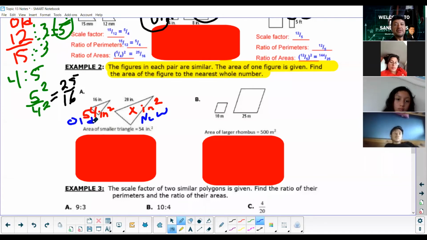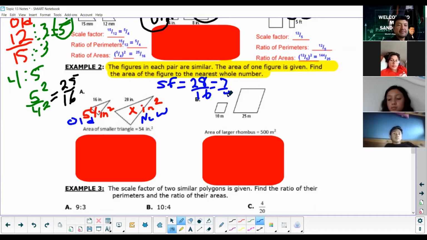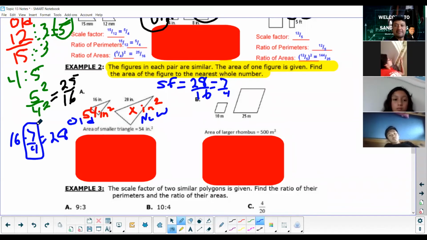So what you do is this. When you find the scale factor, you're going to do 28/16. And then from there, this reduces, Marcus. So what does it reduce to? 7/4, because the greatest common factor is 4. All right, good. So if you took 16 and multiplied by 7/4, you're going to get the 28. That's the scale factor, right? Now, how would I go ahead and find area?